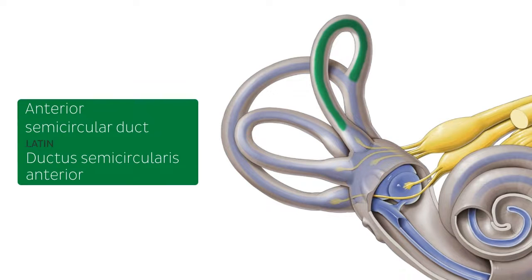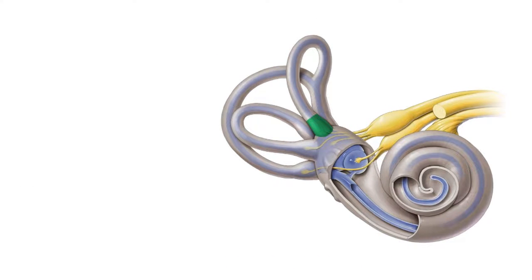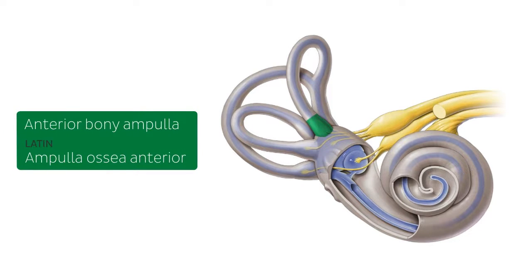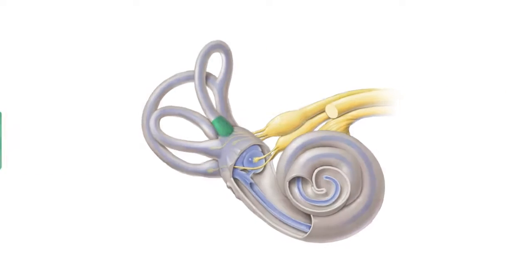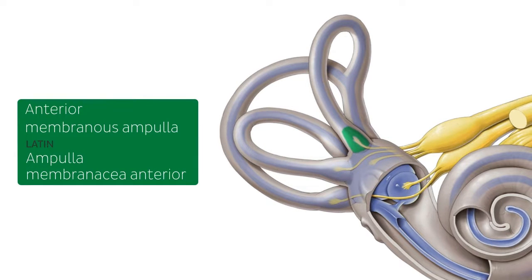The anterior semicircular duct is situated perpendicular to the temporal bone. At the end of each semicircular canal, there is a dilation of the canal, which is called the bony ampulla. In the image on the right, you can see the anterior bony ampulla. Inside each bony ampulla, there is a corresponding membranous ampulla, which contains the sensory organ for the angular acceleration and deceleration, known as the crista ampullaris. So in the right image, you can see the anterior membranous ampulla, highlighted in green.